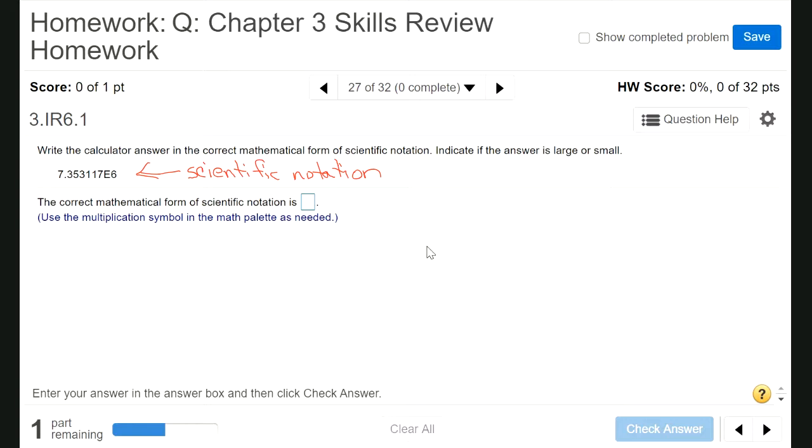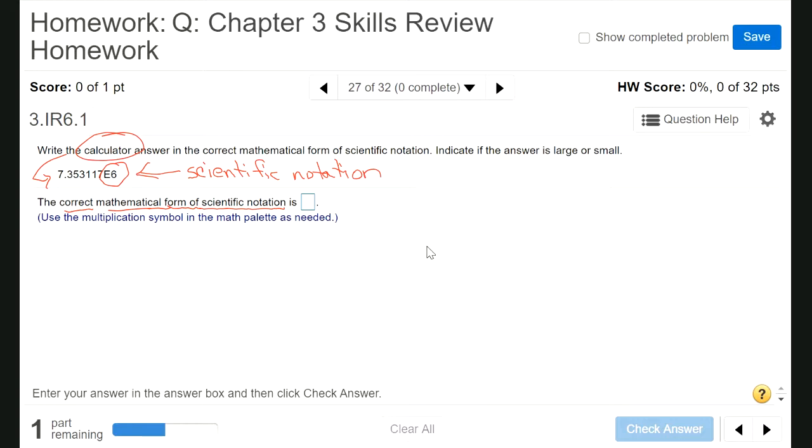So what I want to talk to you about is what that means right there. And this is calculator. This is what the calculator will write. What they want is the correct mathematical form of the scientific notation. So I'm going to tell you what this means. Scientific notation will have a decimal number times 10 to a power. That's scientific notation. So I'm going to give you an example.